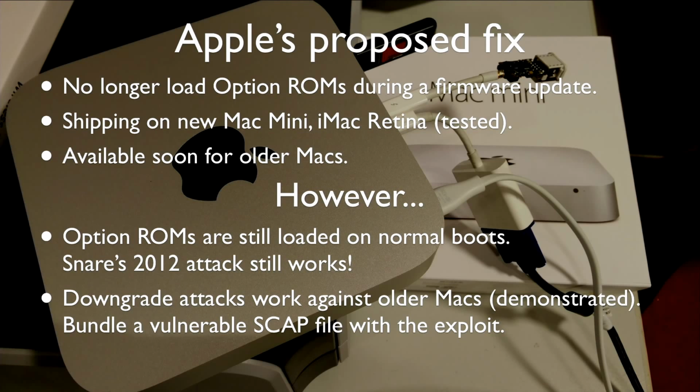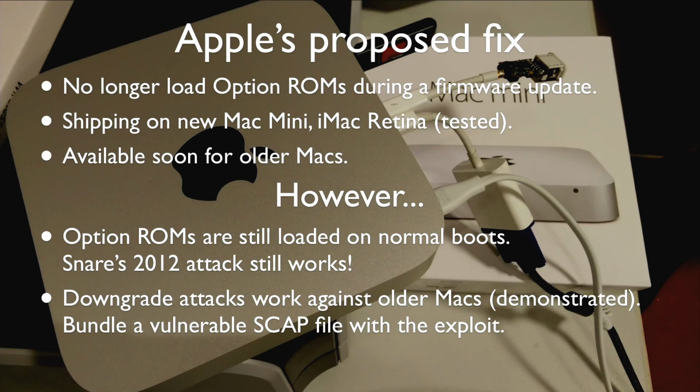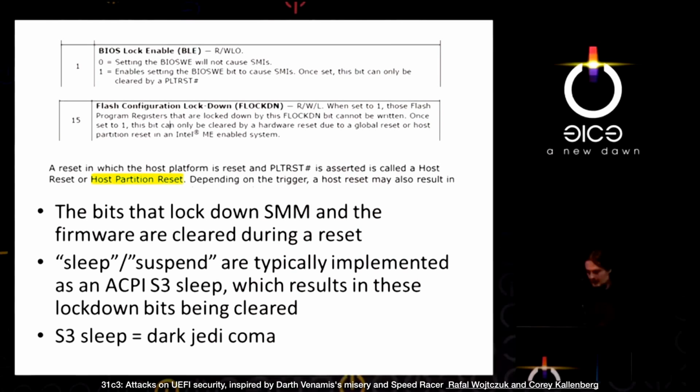It's also possible on the older machines to do a downgrade attack, that you can downgrade to an older, vulnerable version of the firmware and then attack it that way. And Thunderstrike v2 could use the Dark Jedi sleep attack, which you may have heard of. It was introduced yesterday here at 31C3 by Raphael and Corey.